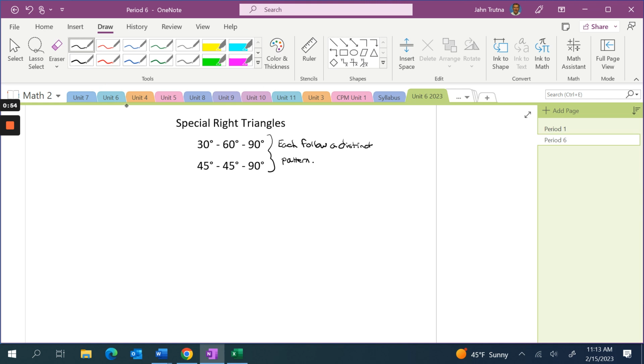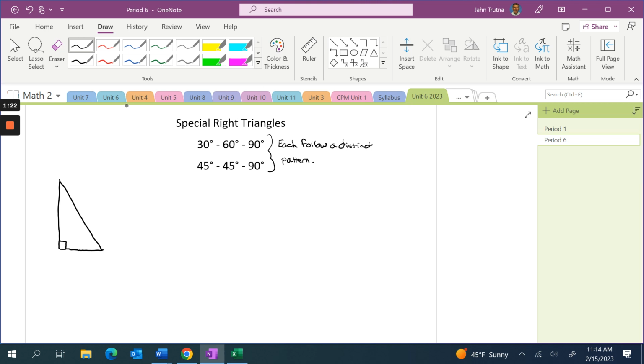Let's go ahead and start with the 30, 60, 90 triangle. Okay, so a 30, 60, 90 triangle can be turned in any direction that you want it to, but I'm going to draw it so that it is oriented this way. Since it has a 90 degree angle in it, we're going to mark the right angle as 90 degrees, and then the other two angles are 30 degrees and 60 degrees.